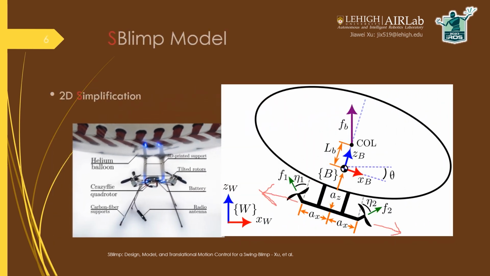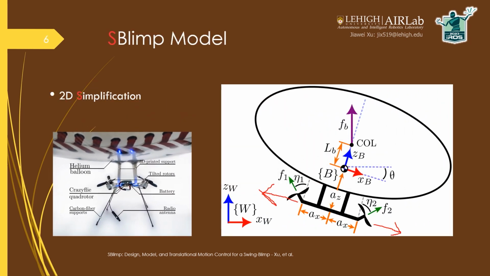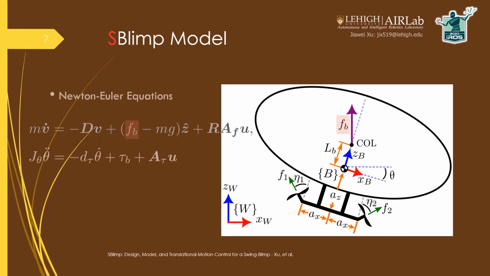We take a 2D simplification of the SBlimp for the dynamic analysis because of its symmetry and invariant coupling relations between the translation and rotation. We use Newton-Euler equations to describe the dynamics of the blimp. Note that we model the air friction as a damping term proportional to the blimp velocity under low speed for both translation and rotation. The motor dynamic matrices A_F and A_tau describe how the input U, which is a vector of the rotor forces F1 and F2, are mapped to the force and torque in the blimp body frame B. The rotation matrix R transforms the force from the body frame into the world frame. These two matrices depend on factors such as rotor position A_X, A_Z, and rotor angle etas.